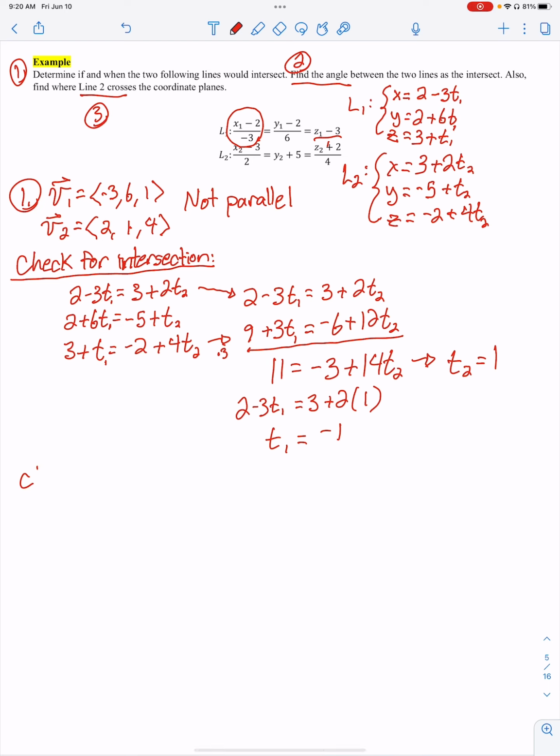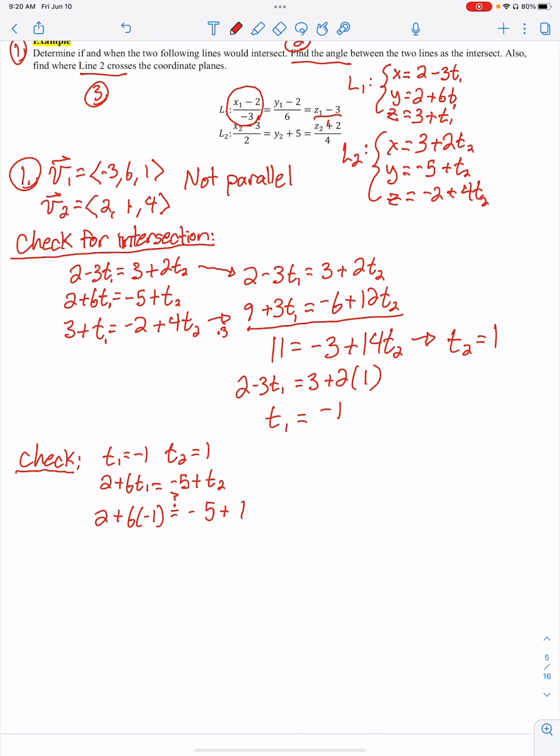Okay, so now we check the remaining. I got t1 equals negative 1, I got t2 equals 1, and I picked the remaining equation, which is 2 plus 6t1 equals negative 5 plus t2, and we plug all that in. 2 plus 6 times negative 1 equals negative 5 plus 1. I should put an equal sign with a question mark above because we're curious if it's going to work out.